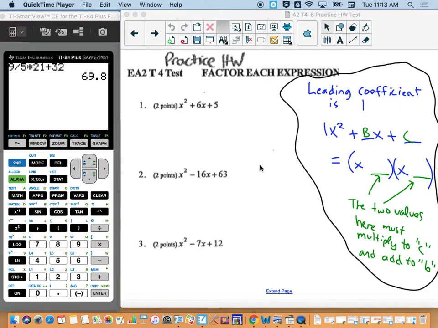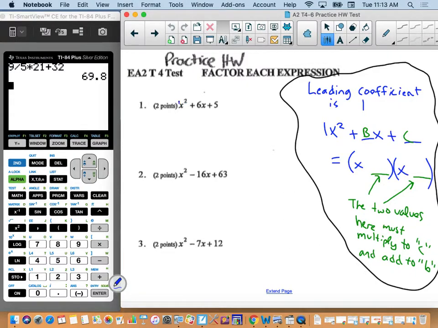Right, here is the key to the targets 4 through 6 practice homework test. For the first 3 on target 4, you can use the shortcut where the leading coefficient is 1. So all of them have a leading coefficient of 1, which means they all are going to factor with an x and an x to start with, since these are all trinomials.